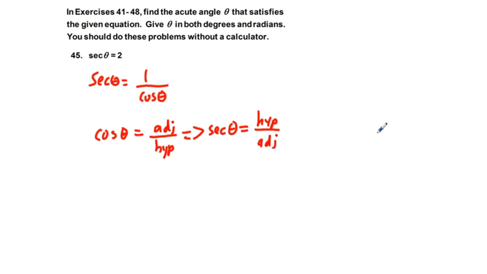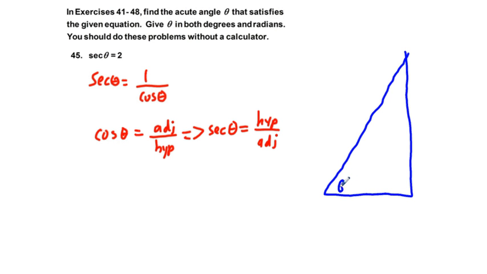All right. Let's go look at our special right triangles. I'm going to go ahead and pull out a blue triangle here where we have 60 degrees. We have our adjacent side, x equals adjacent. Our hypotenuse is going to be 2x. And our opposite side is going to be x square root of 3.